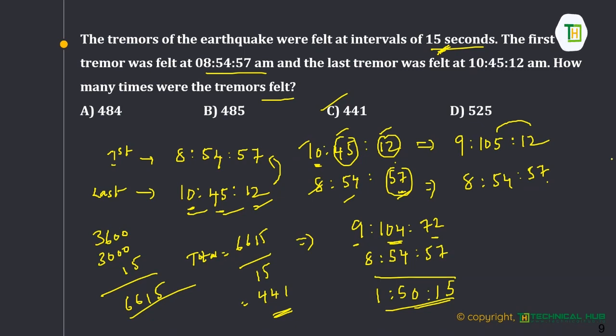Hope it's clear to everyone. Nothing is in this question. I'm just converting 10:45:12 seconds as 9 hours 104 minutes and 72 seconds.